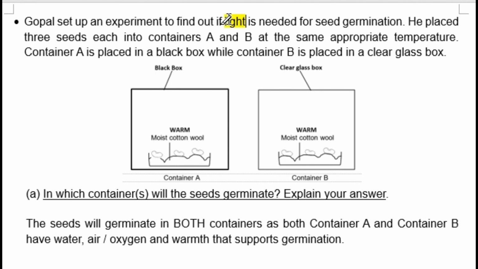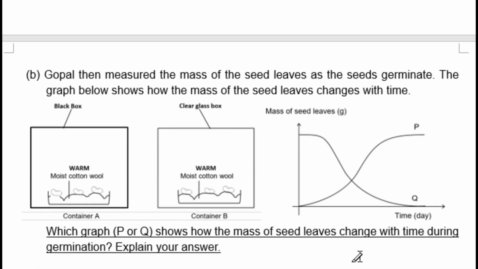Gopal set up an experiment to find out if light is needed for seed germination. He placed 3 seeds each into containers A and B at the same appropriate temperature. Container A is placed in a black box while container B is placed in a clear glass box. A. In which containers will the seeds germinate? Explain your answer. The seeds will germinate in both containers as both container A and container B have water, air, oxygen and warmth that supports germination.